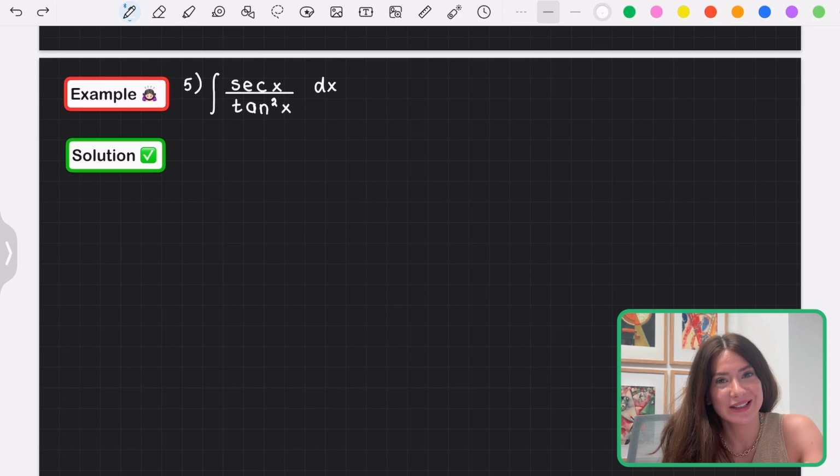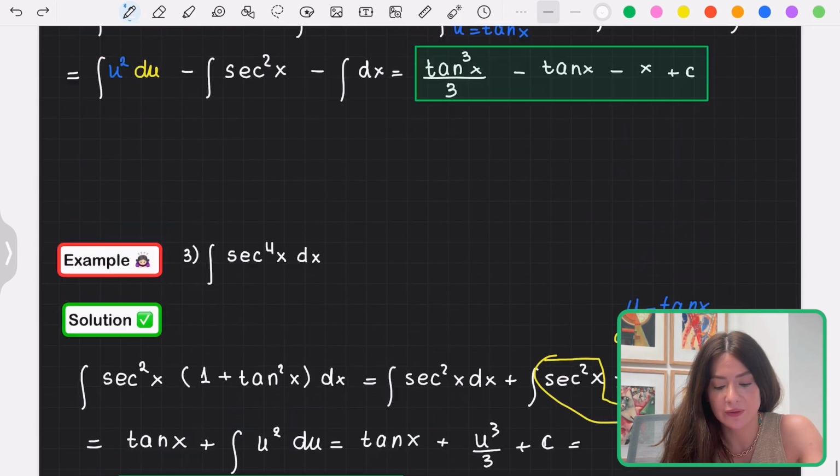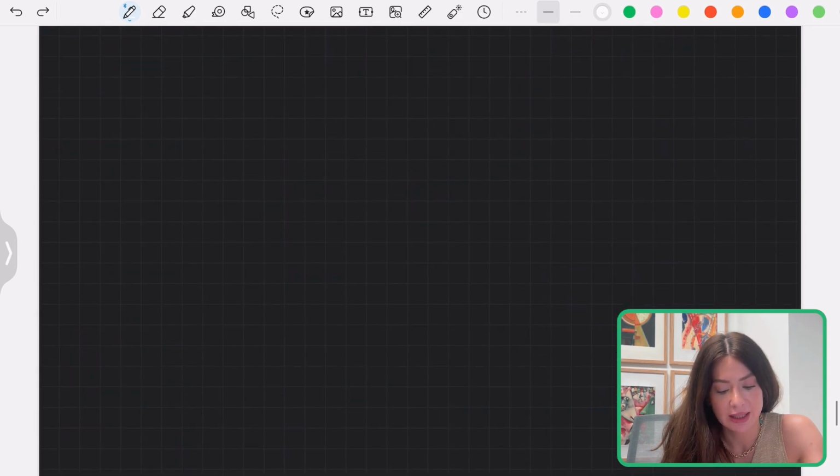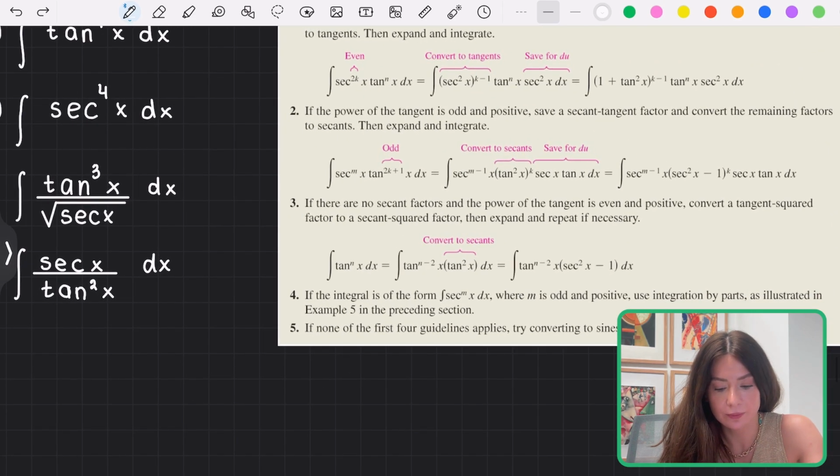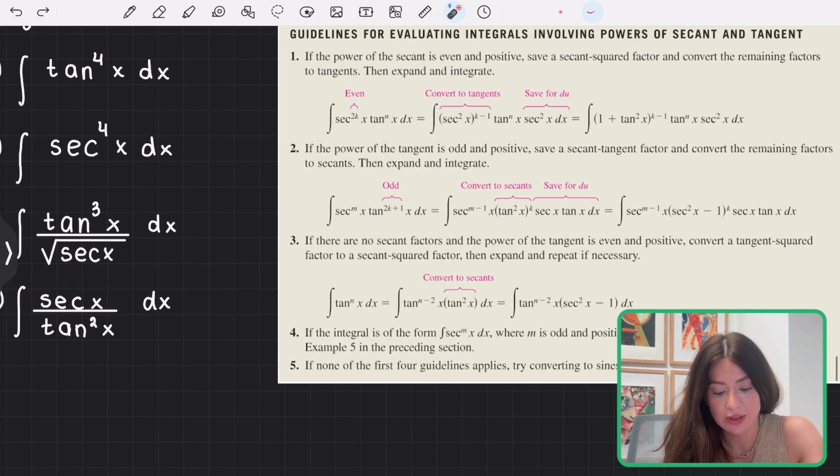Okay, final one, number 5. We're going to follow the 5th guideline, which says that if nothing else works, okay, so tangent doesn't have odd power or positive power, and secant is raised to the first power, it's not even. Then, if none of the first 4 guidelines applies, try converting secants and tangents to sines and cosines, which is what I'm going to do here.